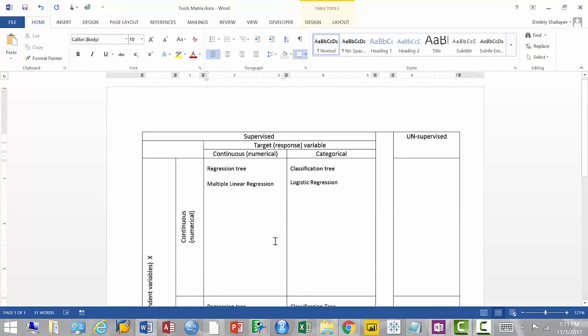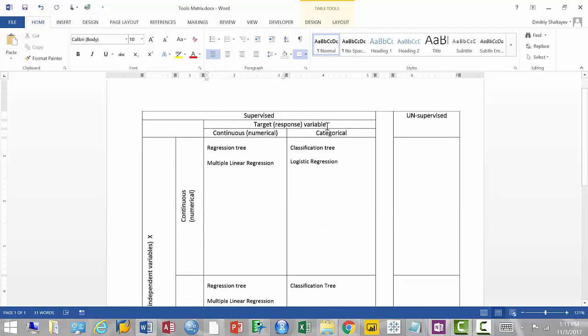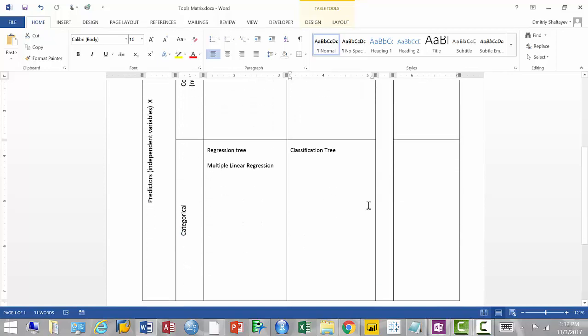And here is the tool matrix that we started to create. We said that if target is a categorical variable, then it can be classification tree, what we learned at the beginning of the semester, or it can be logistic regression. And this is the case when your predictor is a continuous variable, right? So today we're going to extend that and see if predictors are categorical variables, or a mixture of both, categorical and continuous.